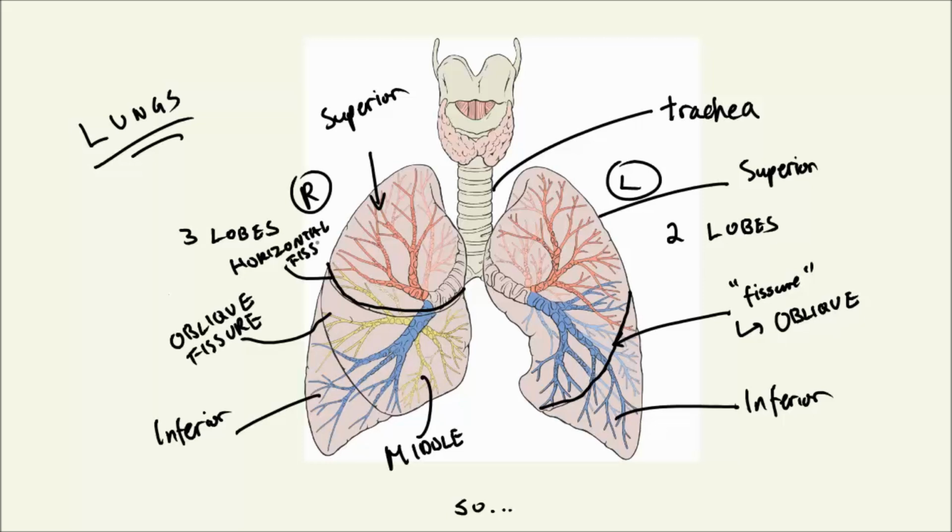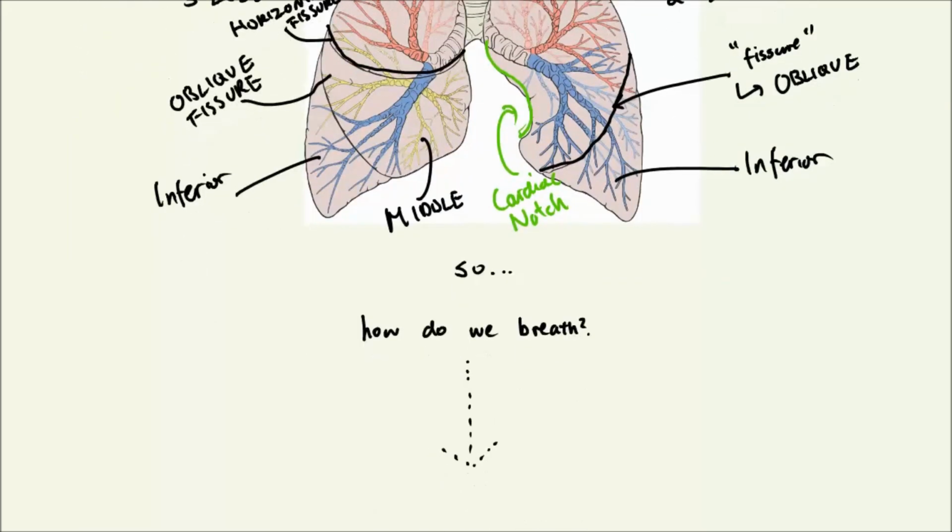So that's almost the basics of the lungs done, but do you see a little notch, a little gaping hole in the left lung? Now that gaping hole, it's not there when you take the lung out, it's really there only when the lung is in situ. And that is due to the heart, and we call it the cardiac notch. So let us move on and see how we actually breathe.